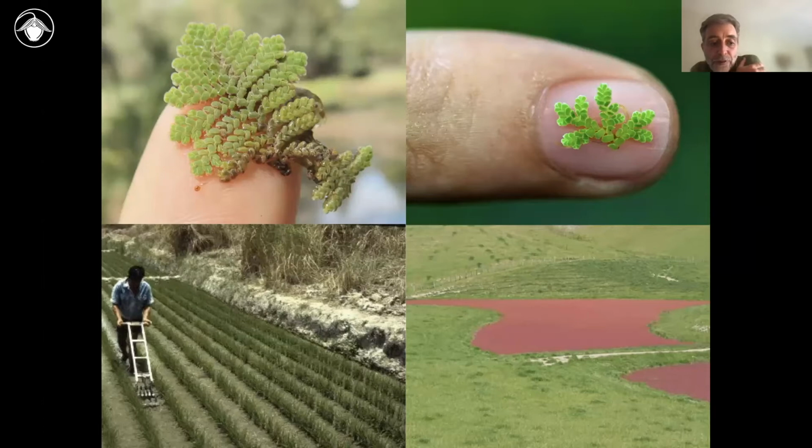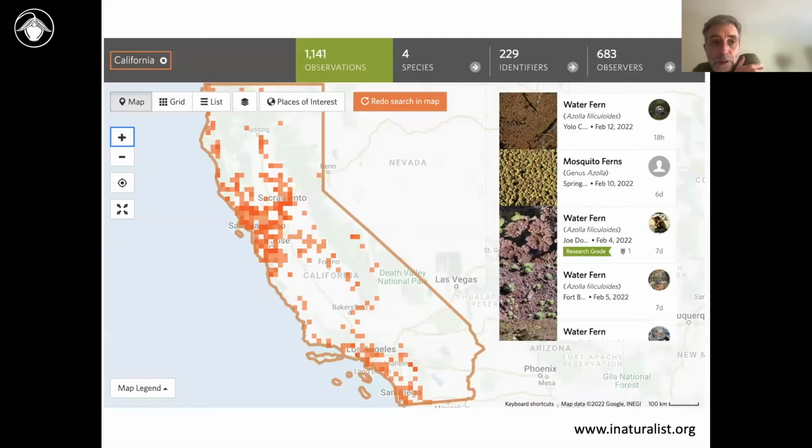So here in the bottom left, you can see a farmer who's tilling the Azolla into their rice paddy. And then on the top, there are two different species of Azolla to give you some idea of some of the variation. And in the bottom right, all that red color is floating Azolla on a pond here in California. So it can form huge populations. Just to give a quick local glimpse, here are some iNaturalist records of Azolla for California. You see it's been observed over 1,100 times, across most of the state. So really quite common locally.